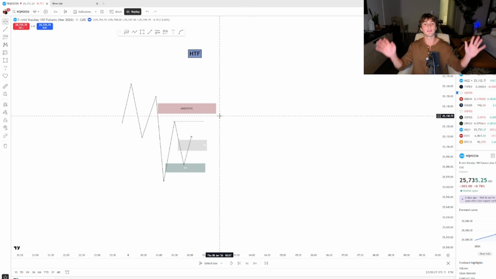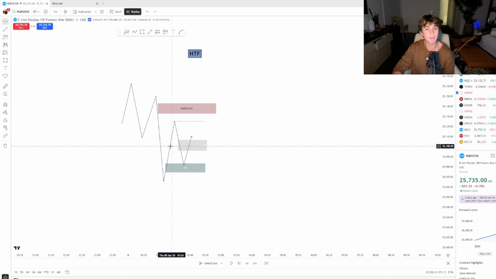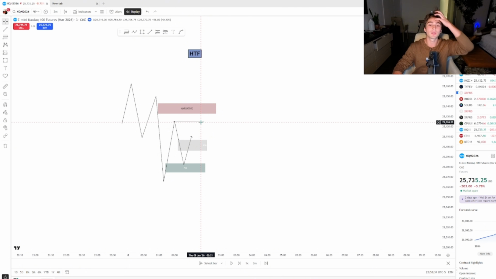And so that's my narrative for the day. I believe that price is going to go higher because we tapped this 1 hour bullish fair value gap. Then we inverse this bearish gap. And now we have this unfilled gap above. That's an imbalance that price is going to want to correct naturally. And so that's what my eyes are drawn towards.